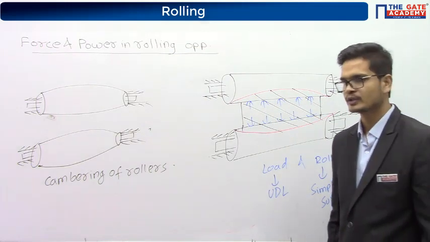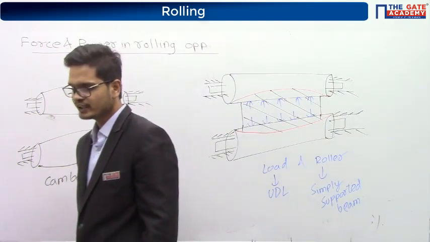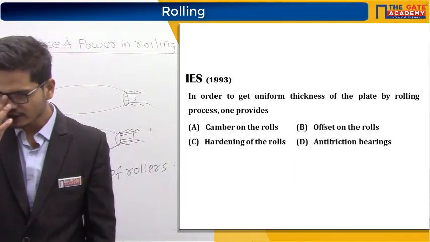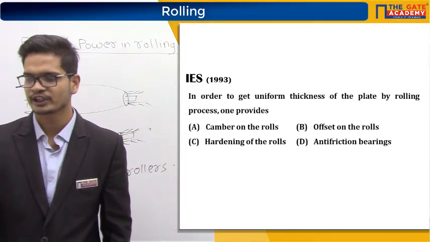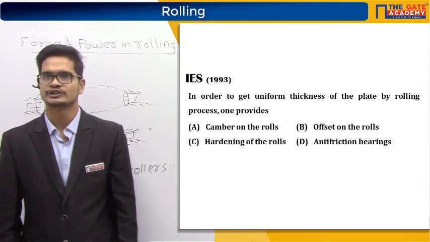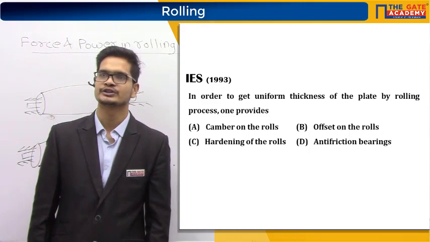On the secondary screen, you can see this question has been asked once in the engineering services exam: in order to get uniform thickness of plate by the rolling process, one provides camber on the rolls.